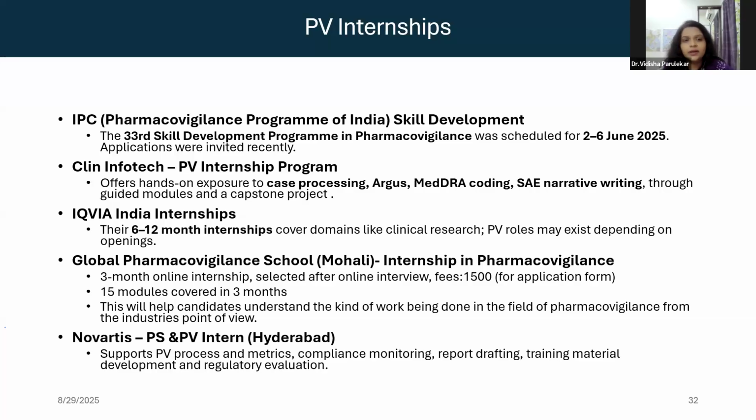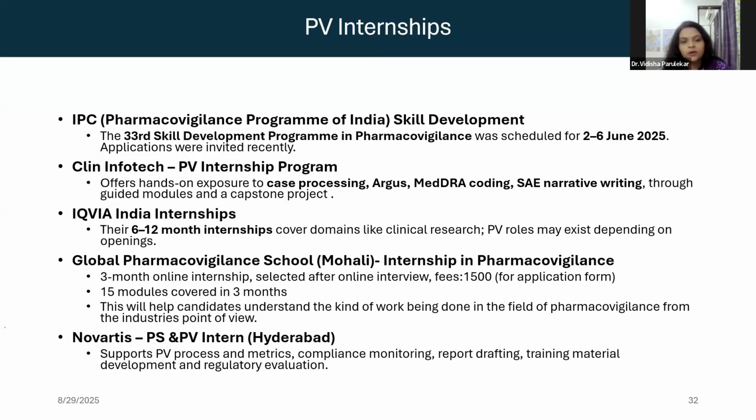Then there are IQVIA India internships. It's a 6 to 12 months internship. You will get to know about it on their IQVIA website. You can go and check for these. Then there is Global Pharmacovigilance School Mohali. This has a 3-month online internship, for which you just have to fill the application form of 1,500. If you're selected for the internship, they will cover 15 modules in 3 months. This is what their site says, and they will also help you understand the industry aspects of pharmacovigilance.